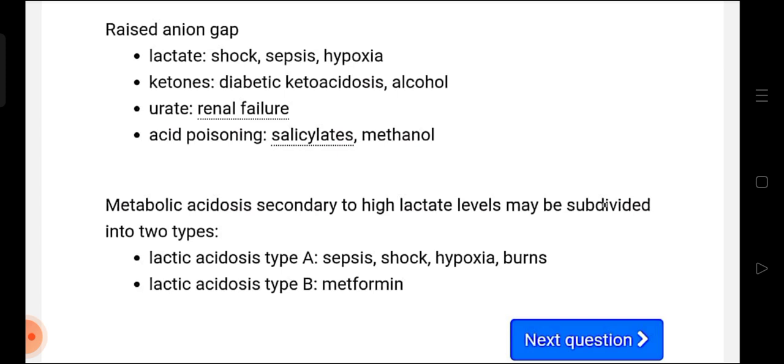type A. Causes of lactic acidosis type A are sepsis, shock, hypoxia, and burns. Lactic acidosis type B, which is caused by metformin.